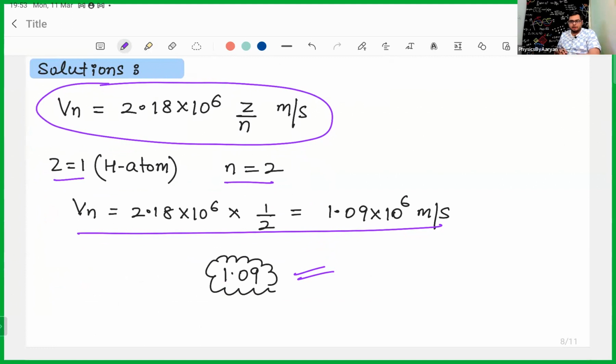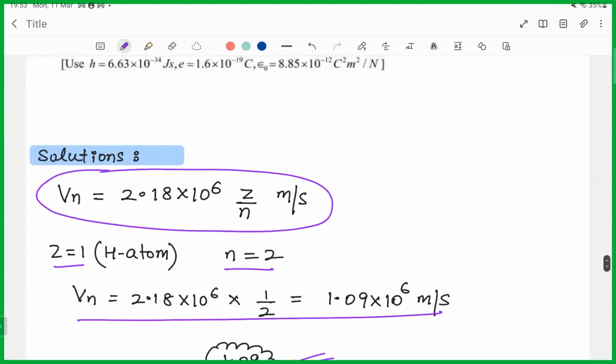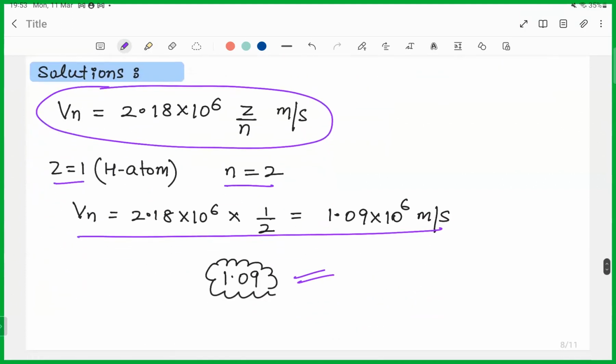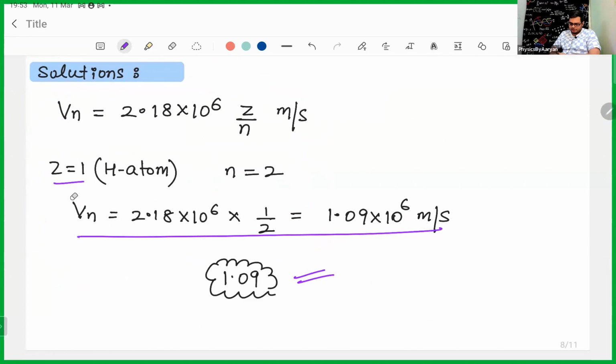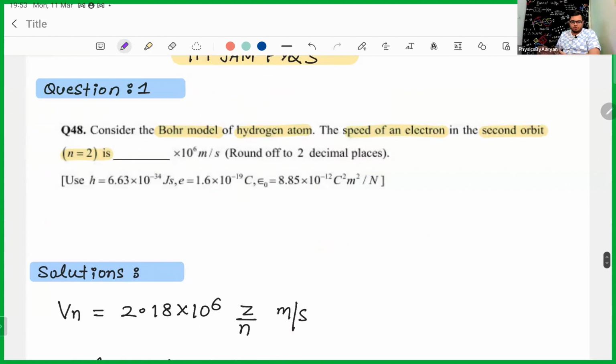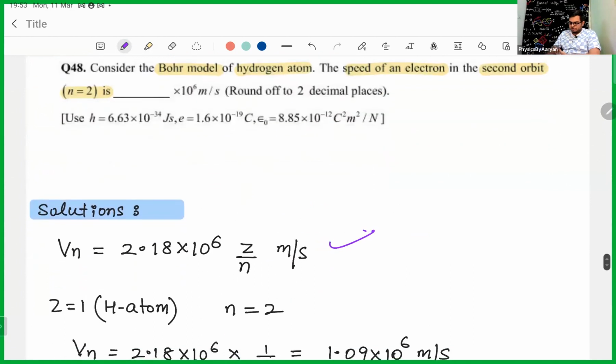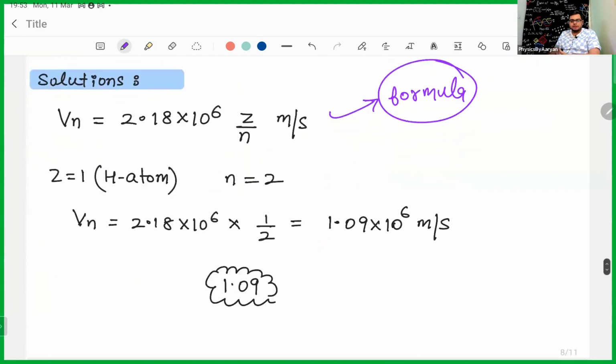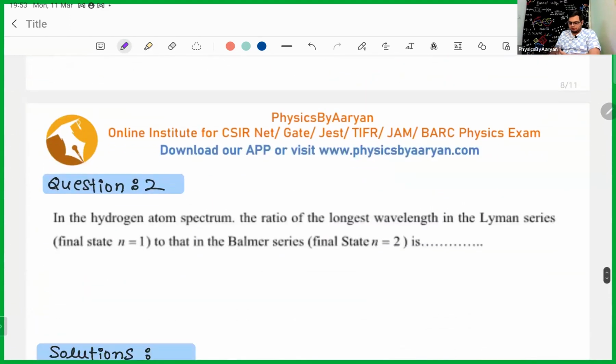Clear? Any doubt? Direct use of the formula, nothing else. So now you will see that the question level has decreased because it's an IIT JAM exam. You have to just directly apply the formula. If you forgot the formula I gave you, then you are losing marks for yourself. So please remember all the formulas I am giving.